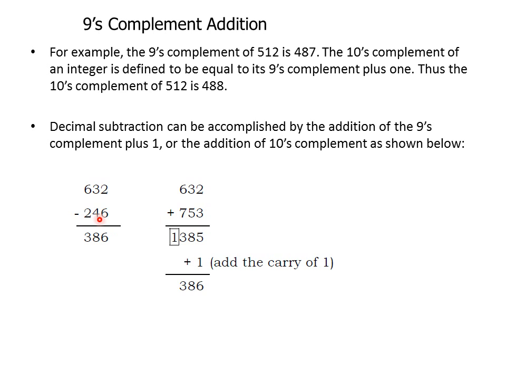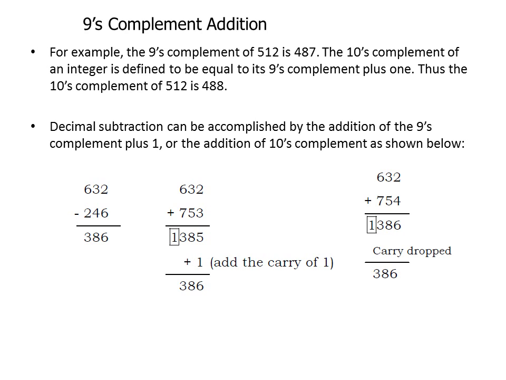9's complement of 2 is 7, 4's 9's complement is 5, 6's 9's complement is 3. So the complement is changed and we add the two numbers. 3 plus 2 is equal to 5, 5 plus 3 is equal to 8, 6 plus 7 is equal to 13. Now add the carry. This carry is discarded and added at the end. It becomes 386. Hence it is also 386. That means we perform a subtraction process using addition.